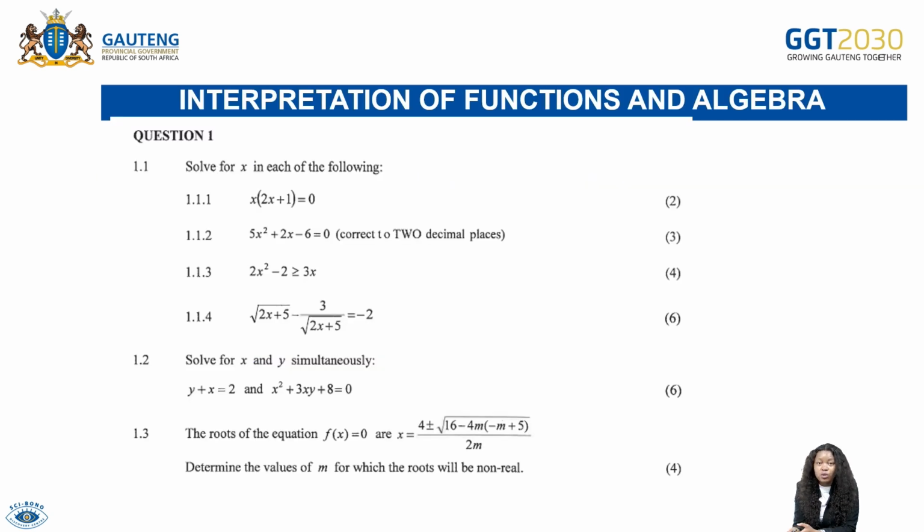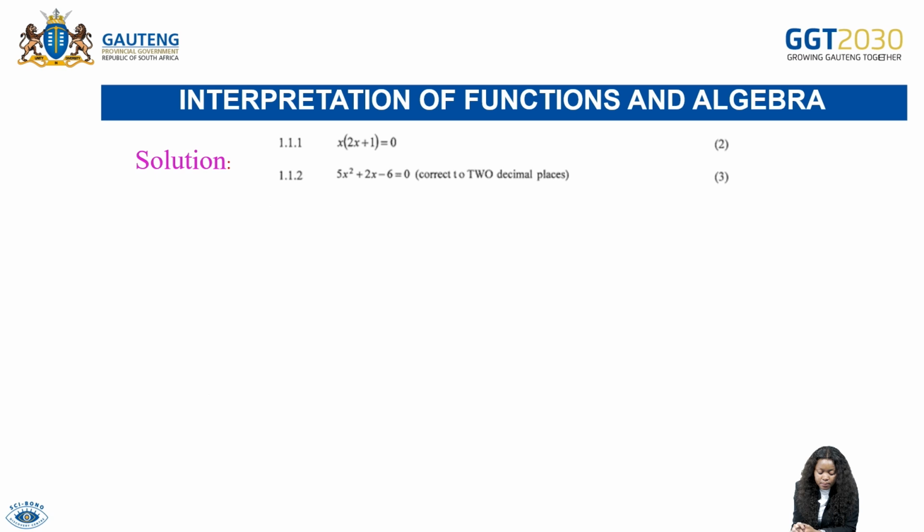Let's look at question 1, which was extracted from a previous question paper. 1.1.1, they say we must solve for x when you are given x(2x + 1) = 0, and it is 2 marks. So with this kind of question, it is already factorized. When they say solve for x, you don't have to factorize because it is already factorized, since it equals 0. All right?